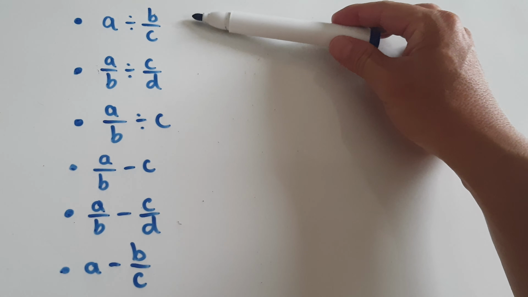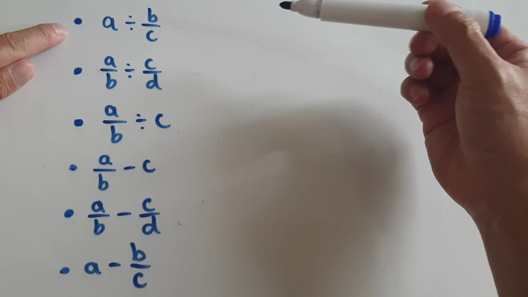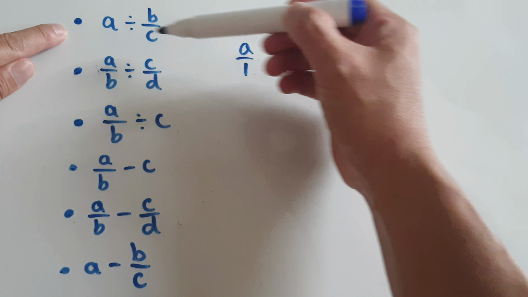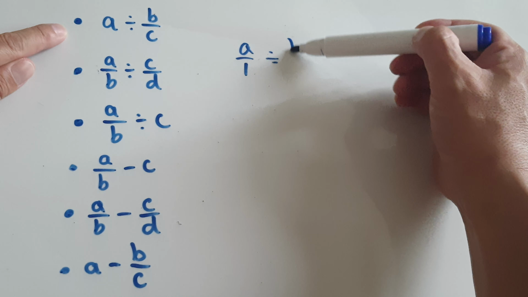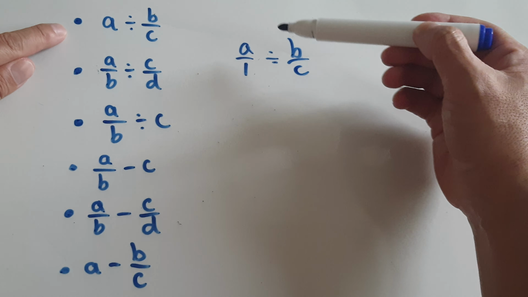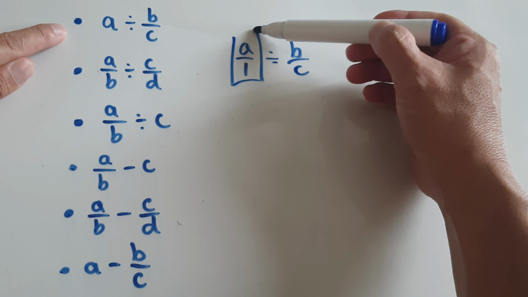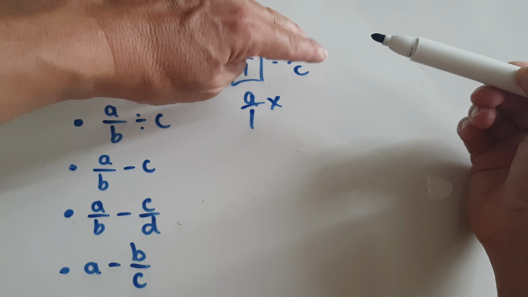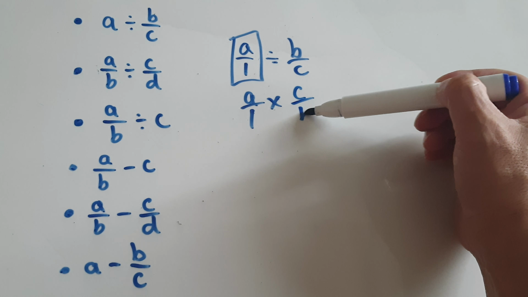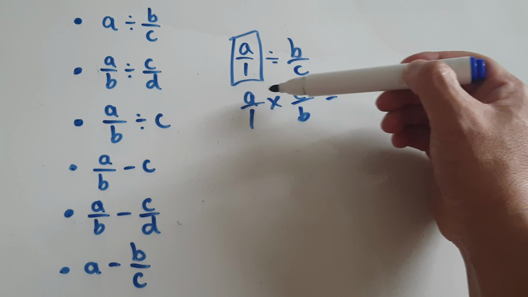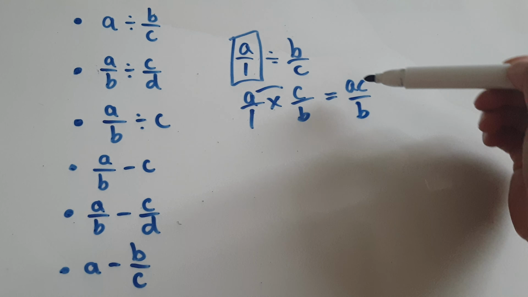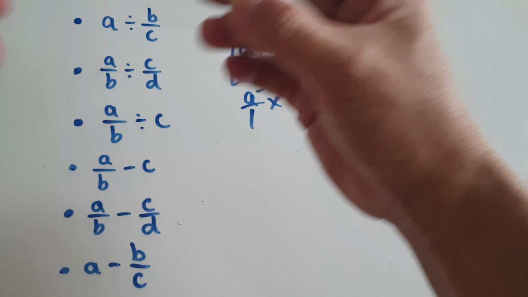In this video, we're going to do these fractions. So for the first one, imagine you've got a over 1. So a over 1 is a, divided by b over c. So when it comes to fractions, you keep the first the same, and then you times the reciprocal of the second, c over b. So now when it's multiplication, it's easy. Top times top, bottom times bottom. So this is your answer to the first one.